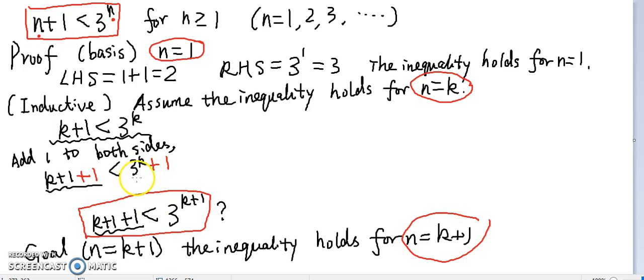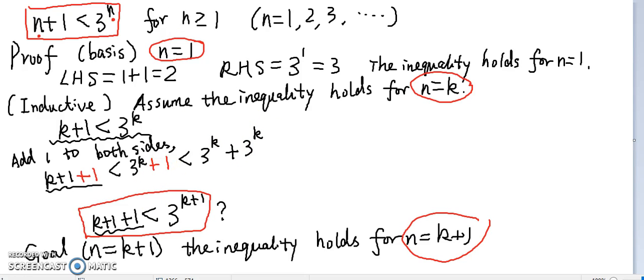But the right-hand sides, they don't match. This does not match this. So that is something we need to work on. So by algebra, I know that 3 to the kth, I can replace this number 1.